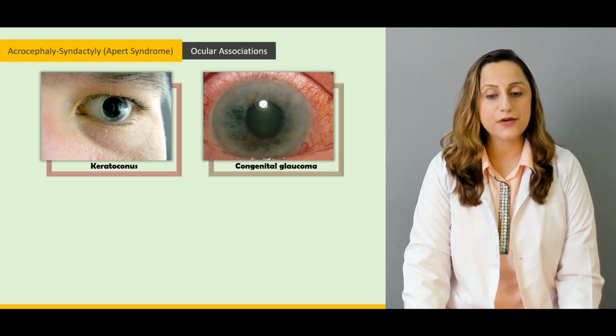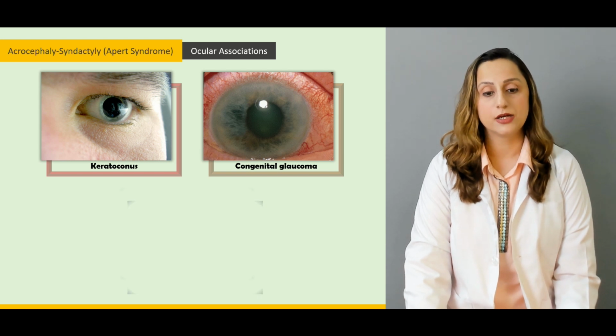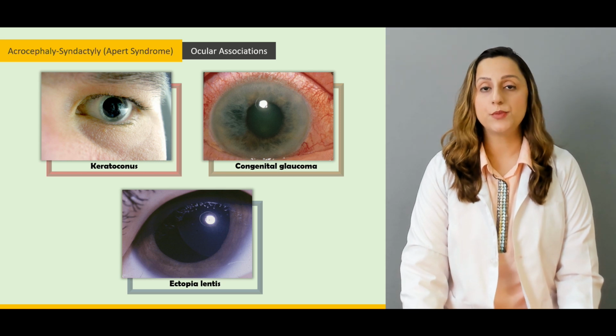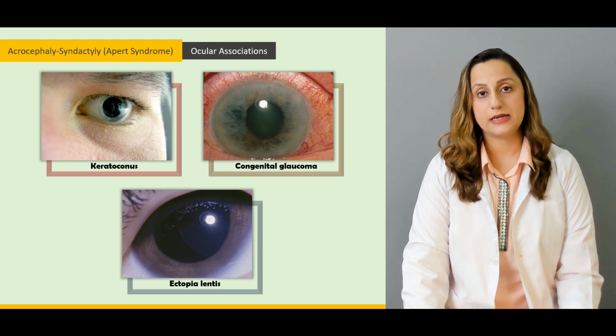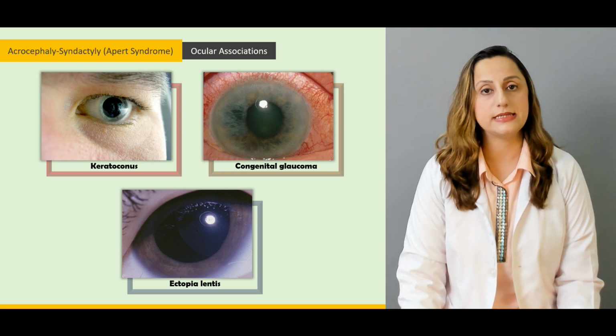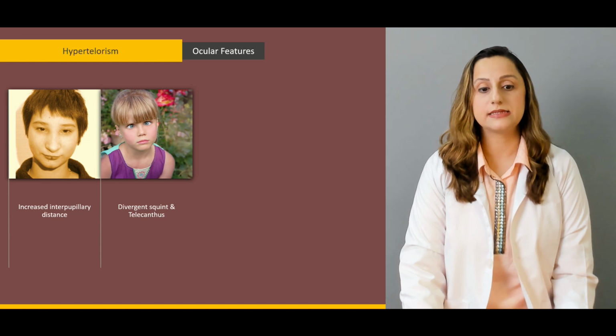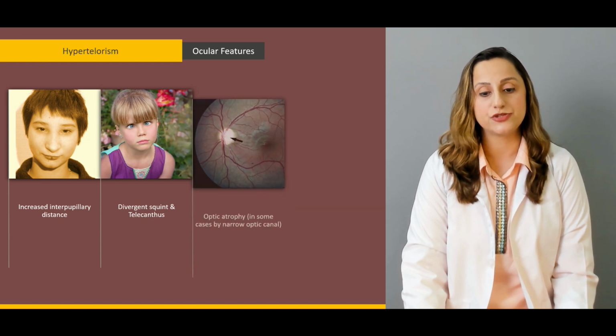Then these children may be suffering from congenital closed angle glaucoma, as well as ectopia lentis. Abnormal positioning of the lens is sometimes noted in these individuals. So hypertelorism is again one of the conditions, and that is arising due to the premature closure of the sutures in these individuals. There is an increased interpupillary distance, divergent squint, and telecanthus is usually observed in these children.